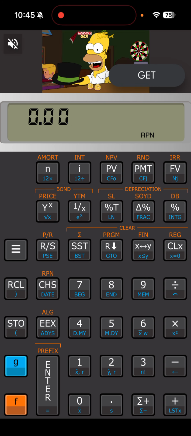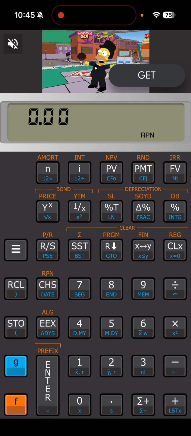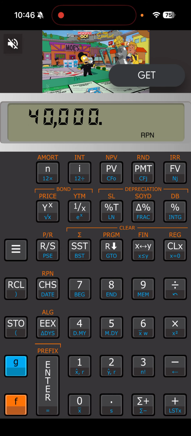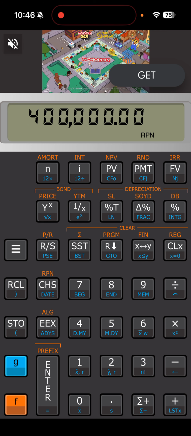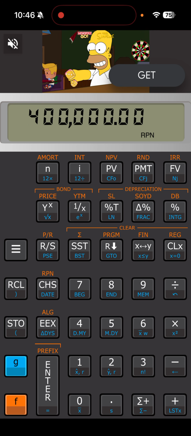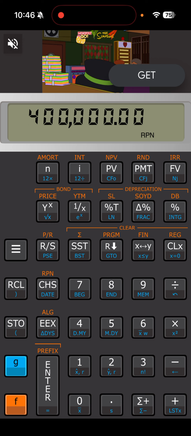So, let's say you're going to take out a loan. Shalom, I would like to take out a loan for $400,000. Okay? Present value. So $400,000 is your principal balance. That's PV, present value. Okay?